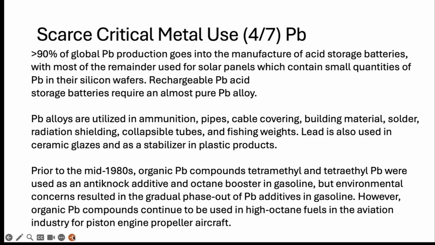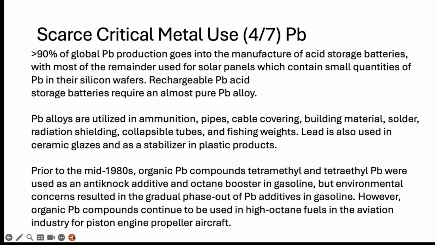Scarce critical metal number 4, lead. More than 90% of global lead production goes into manufacturing acid storage batteries, with most of the rest going into solar panels and silicon wafers. Lead alloys are used in ammunition, pipes, cable coverings, building materials, solder, a lot of other things.